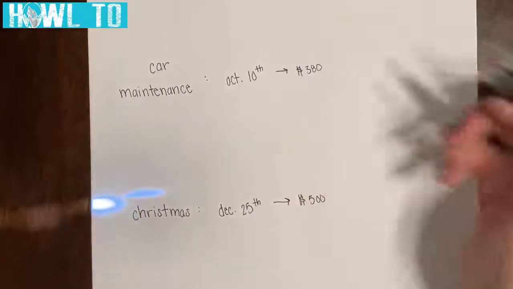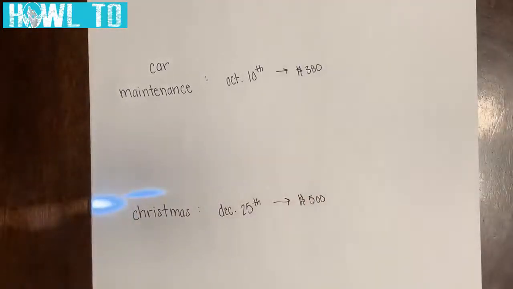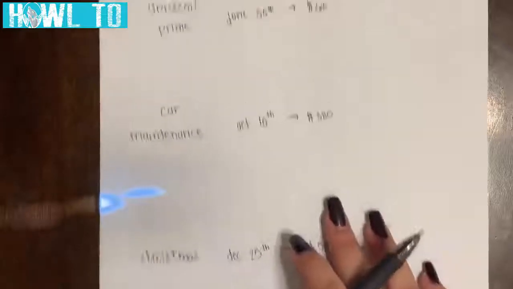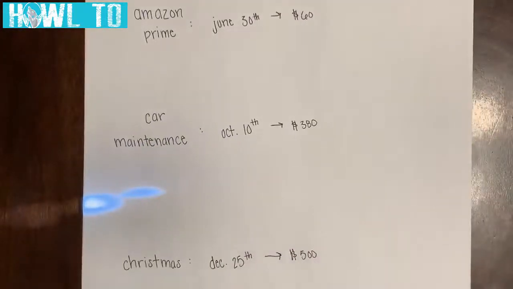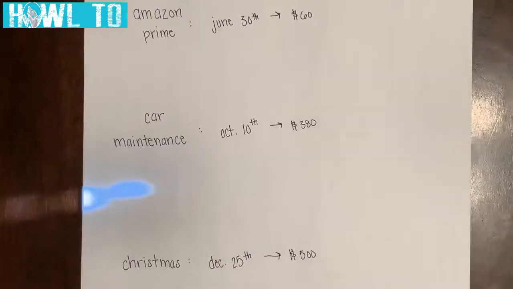And the way I find this is I make a list of everyone that I want to buy a present for. I give them a budget and I add that total amount due and I divide that by how many checks I have left. So let me show you guys what I mean by that. So we will start with Amazon Prime. This is due June 30th.